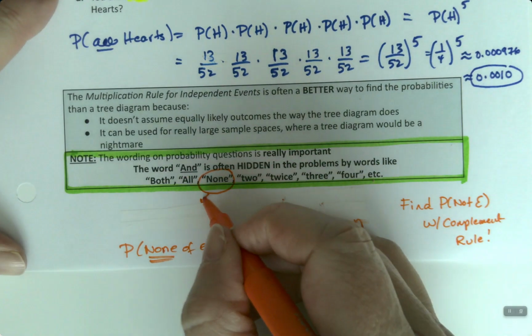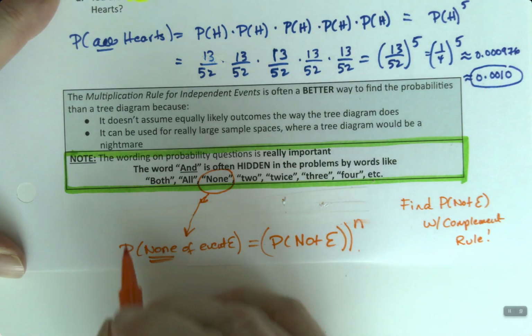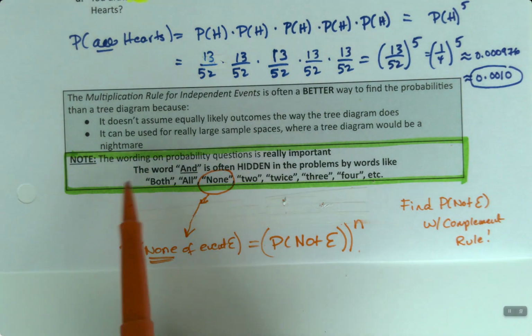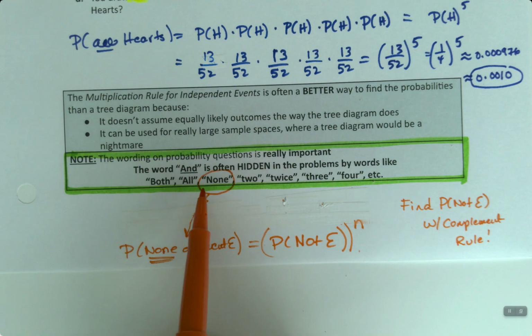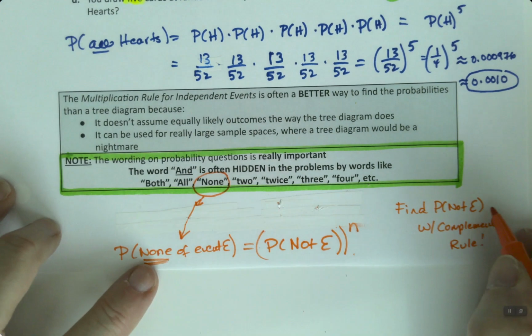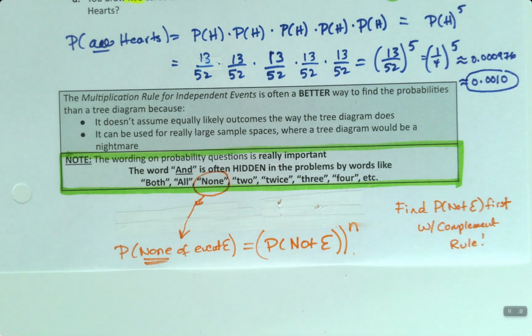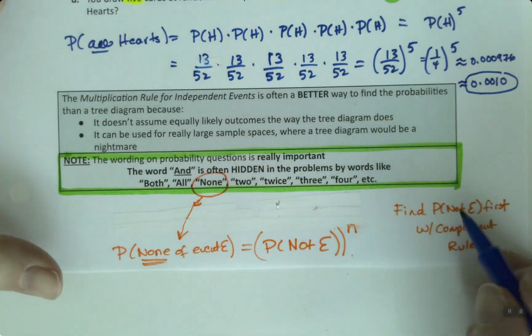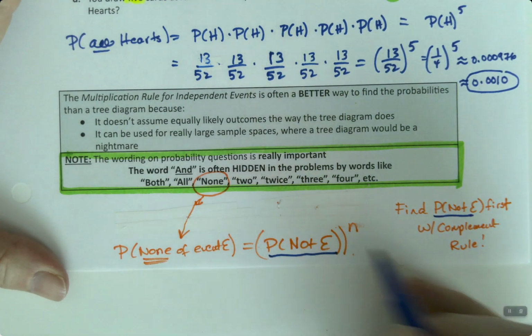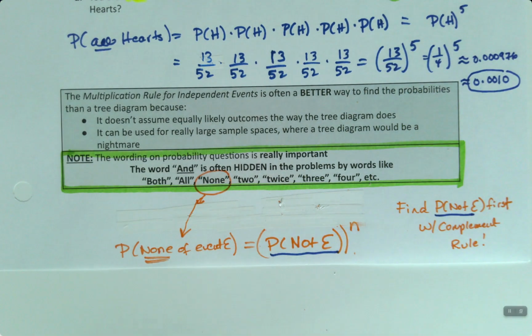All right, so none is a very tricky one. So the rest of these aren't actually that tricky. You just take the probability and multiply, no problem. But none is a little weird because you have to find the probability first with the complement rule. So the probability of not E is this bit inside. So you have to find that bit with the complement rule and then raise it to the power that you're looking for. All right, so just be careful of those.